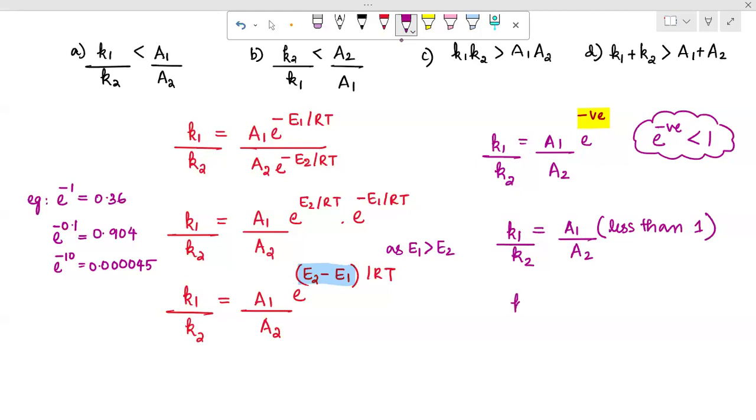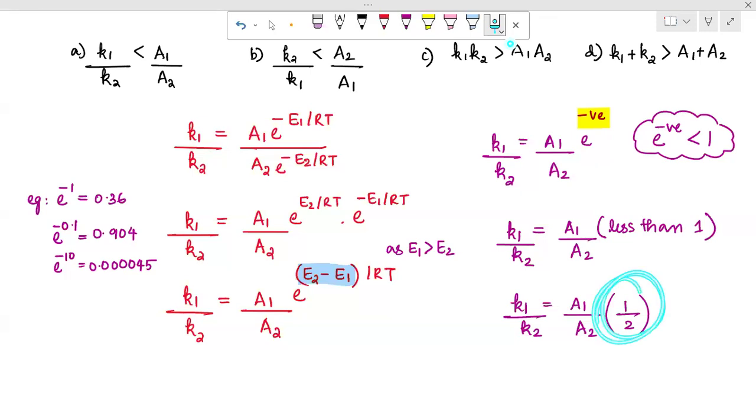For example, you can put any value which is less than 1. Let's say I have put 0.5, which is 1 by 2. This is just for your sake of understanding. This value is arbitrary. You can take 1 by 2, 1 by 5, 1 by 10, 1 by 100, whatever you want. You can take any number which is less than 1.